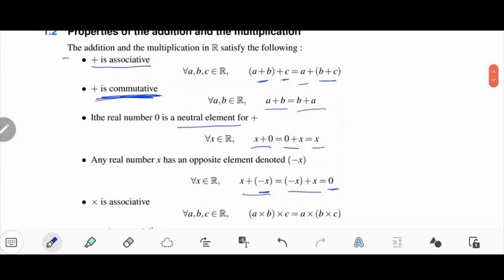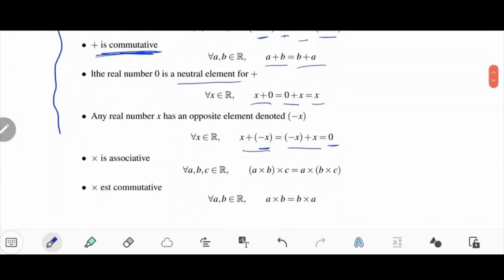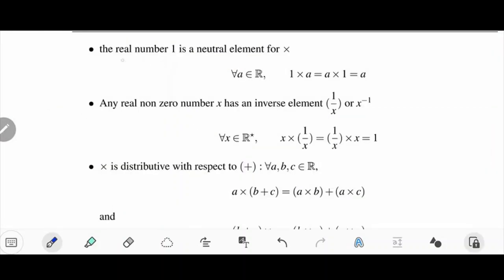It has all these properties. Now for the times, we can notice that times is associative as well and commutative. So we have similar properties as in plus. We have also a neutral element, which is 1, because if you multiply 1 by any other element in R, it will give the same element in R. So a times 1 is equal to 1 times a, equal to a.